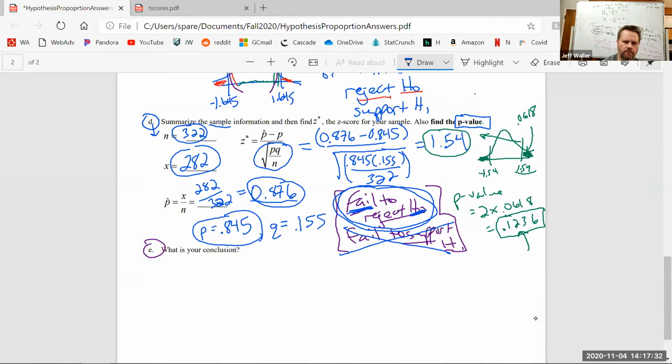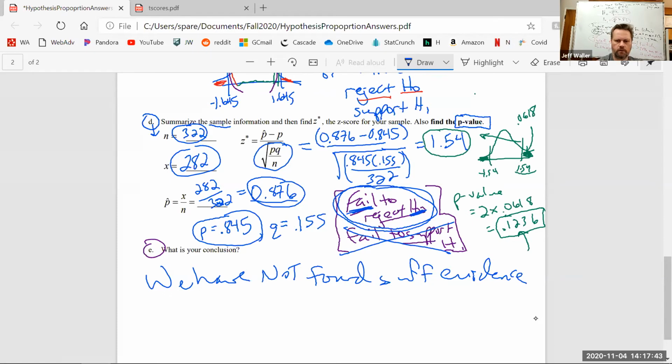Fail means we have not found sufficient evidence. Before somebody asks, yes, this is English. I'm sorry, it's not my own language I've made up.